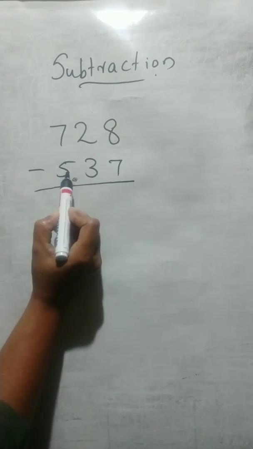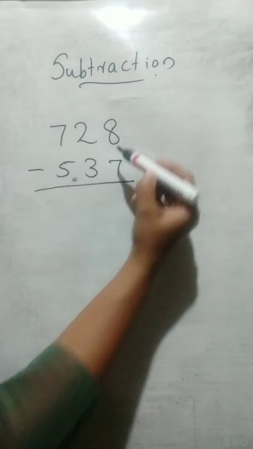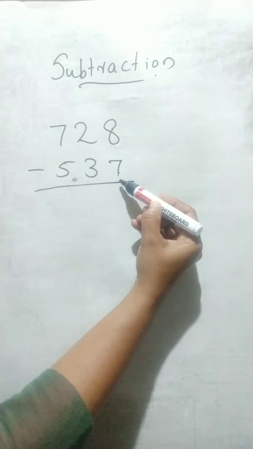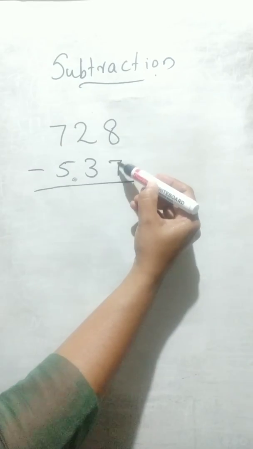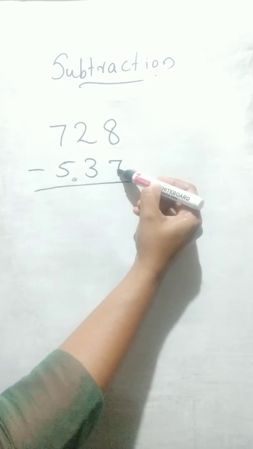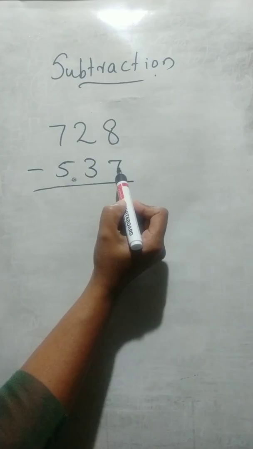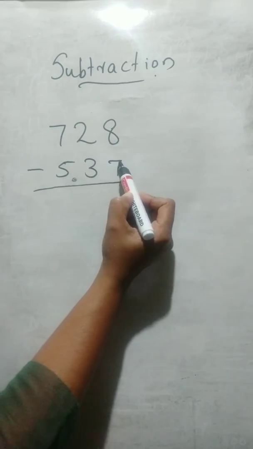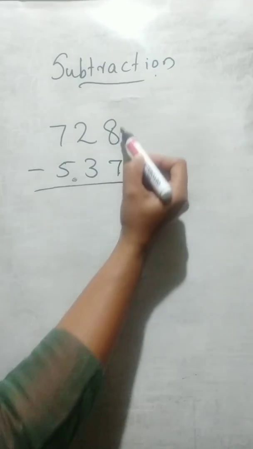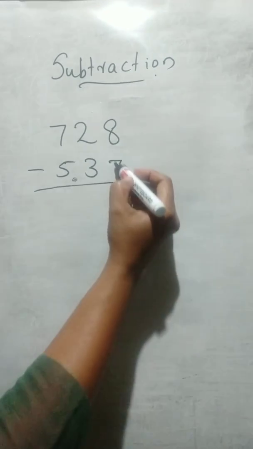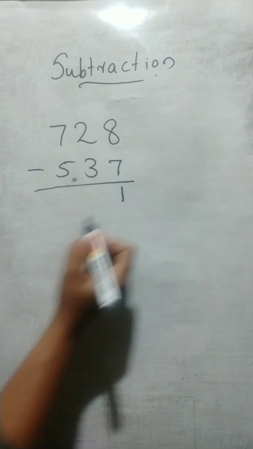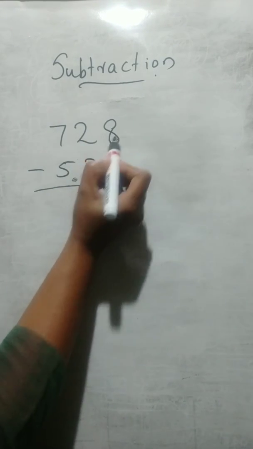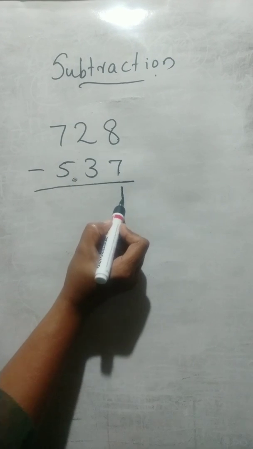728 minus 537. First, 8 and 5. Sorry, 8 minus 7, not 5. Here 8 and 7. We have to compare 8 and 7. Here 7 is smaller than 8, so we can subtract that. 8 minus 7 is equal to 1. Okay, 7 plus 1 is equal to 8. So that 1 will be here.